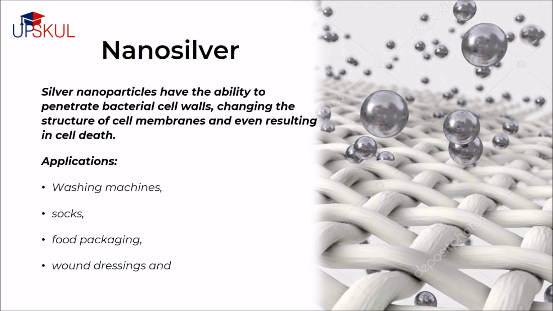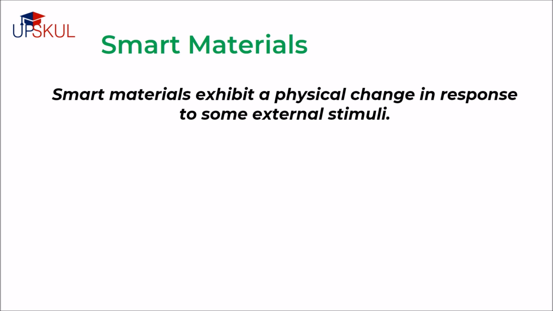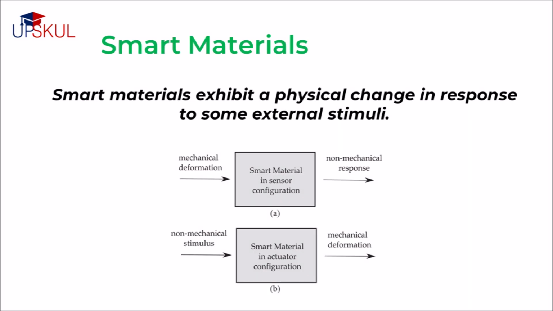Smart materials. While smart materials are modern materials, modern materials are not necessarily smart. To be classed as a smart material, they need to exhibit a physical change in response to some external stimuli. In other words, they change when you do something to them. And when you remove what is causing that change, they return to their original form.